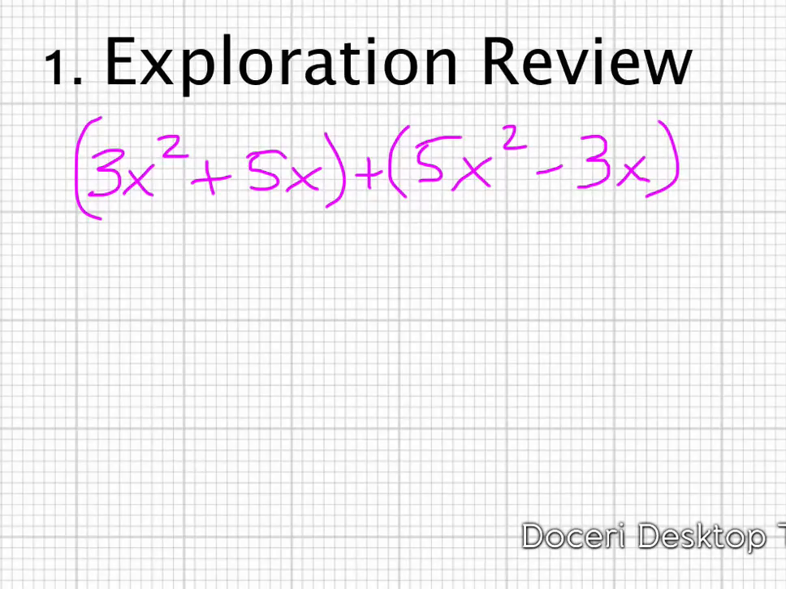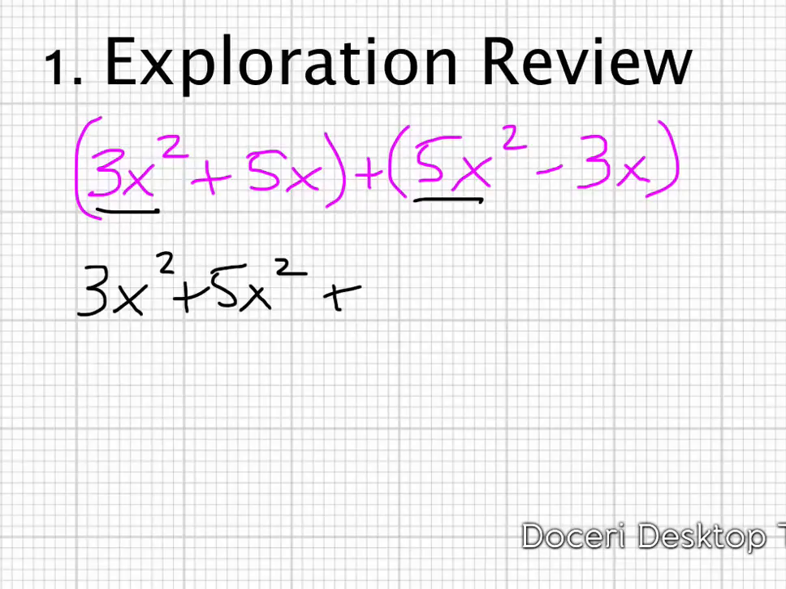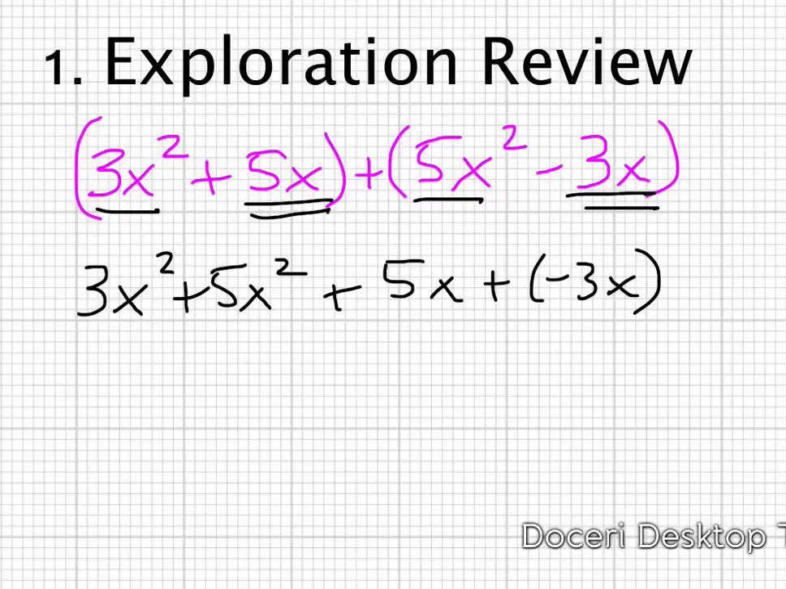I look at the parts that I have the same. I have 3x squared and 5x squared. So 3x squared plus 5x squared, I group those together. And 5x is added with negative 3x. And so then I would just combine like terms again. So then I get 8x squared plus 2x. So this is just a little review of what we've done in the past.